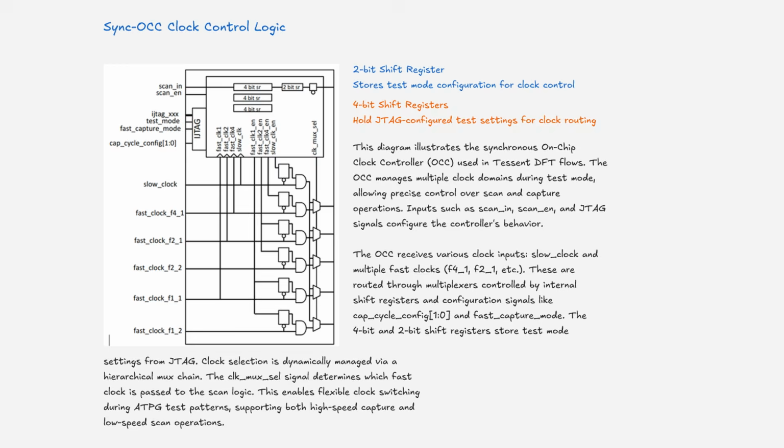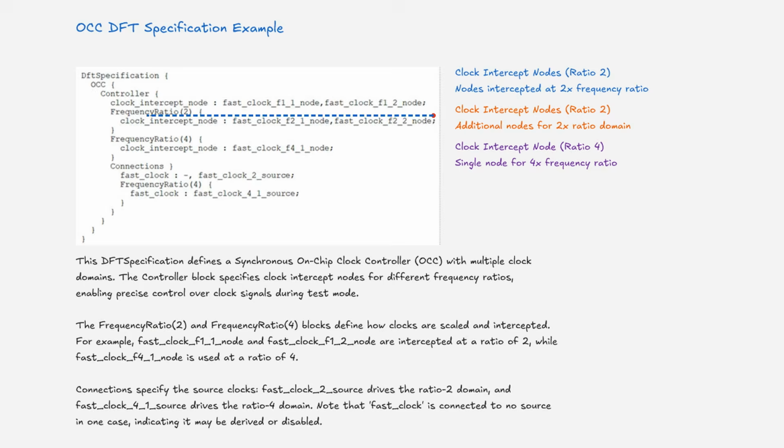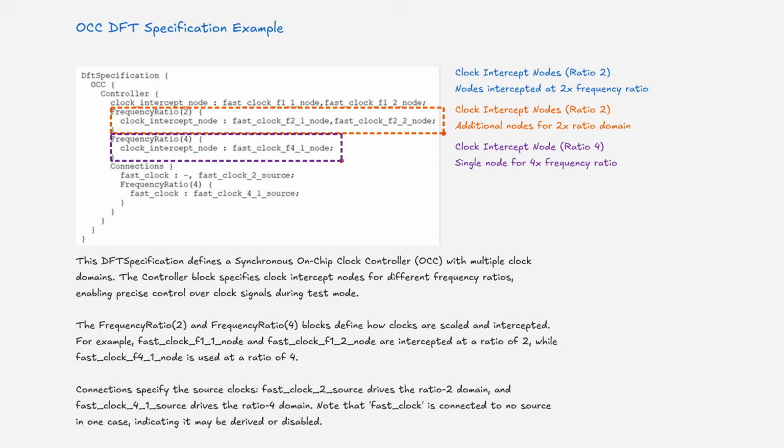This DFT specification defines a synchronous on-chip clock controller, OCC, with multiple clock domains. The controller block specifies clock intercept nodes for different frequency ratios, enabling precise control over clock signals during test mode. The frequency ratio 2 and frequency ratio 4 blocks define how clocks are scaled and intercepted. For example, fast clock F11 node and fast clock F12 node are intercepted at a ratio of 2, while fast clock F41 node is used at a ratio of 4.